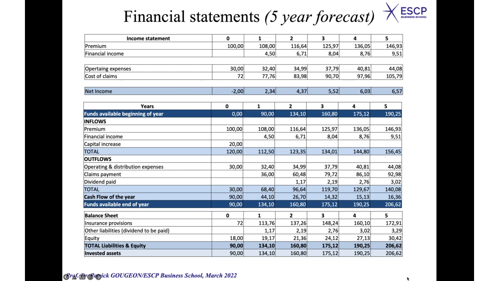Why is it so? The major reason for the increase in invested assets is the increase in insurance provisions. You see, why? Because insurers collect premium first and they pay losses later on.